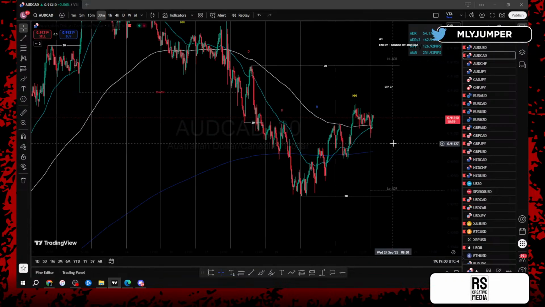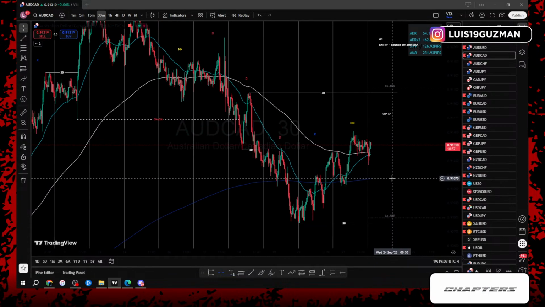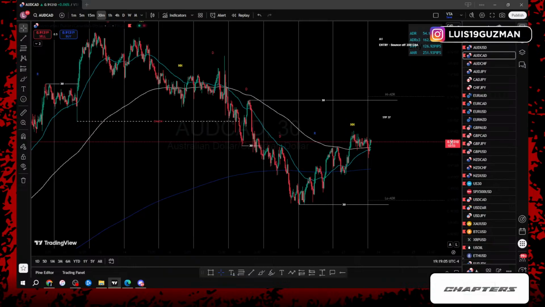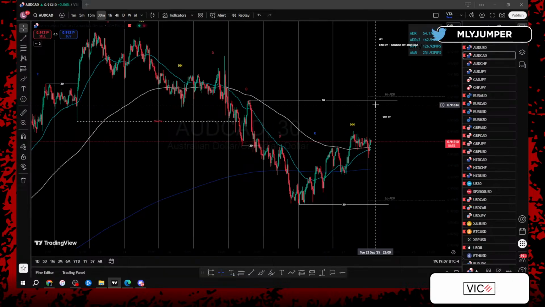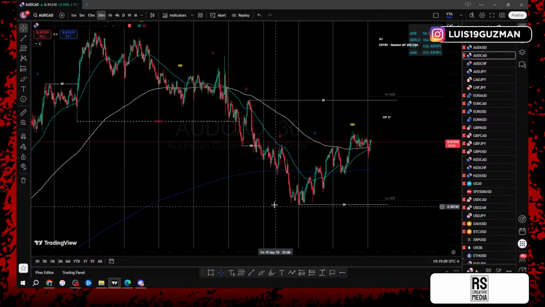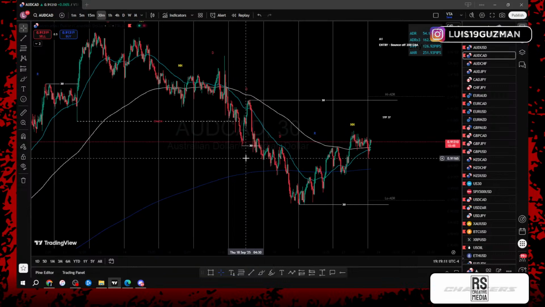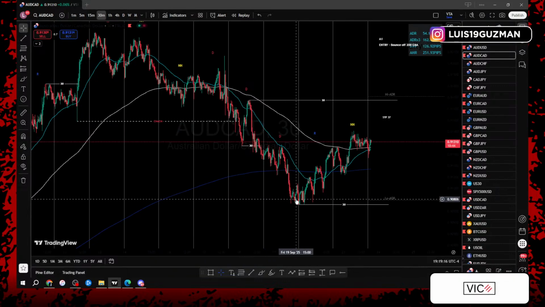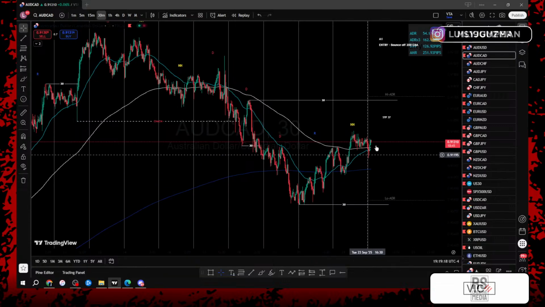regardless, I'm going to keep it marked like this, but again, just with the understanding that this isn't a valid lower low, lower high point back to the bottom.